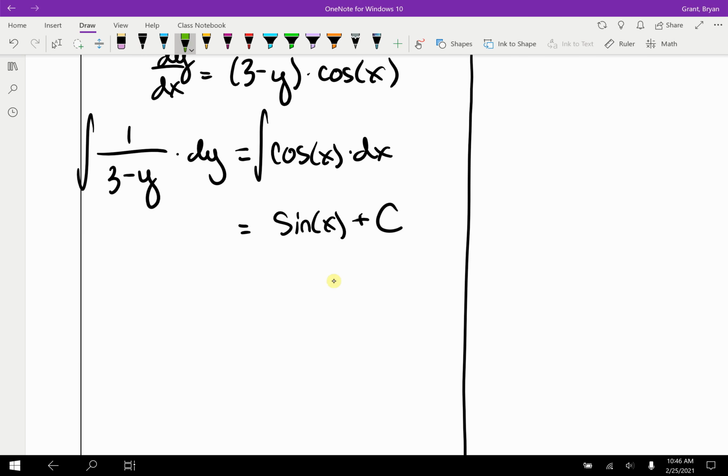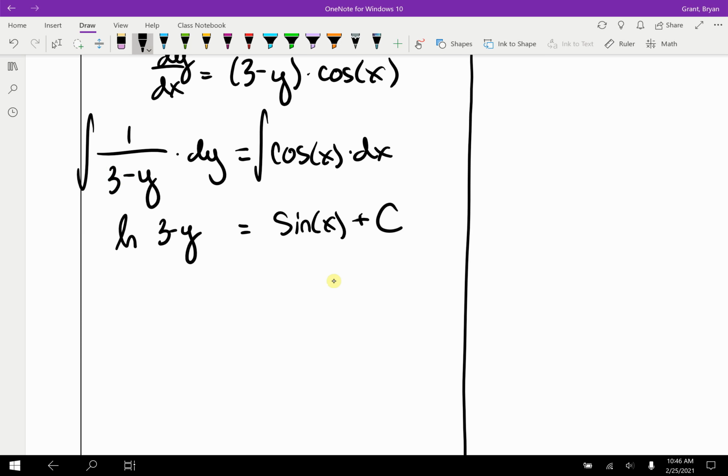Let's pretend that there was no 3 minus first. What's the antiderivative of 1 over y? And hopefully you said, ooh, the natural log. You're right, it is the natural log of y. And so if it's 1 over 3 minus y, it is the natural log of 3 minus y. But there are 2 mistakes with what I just wrote.